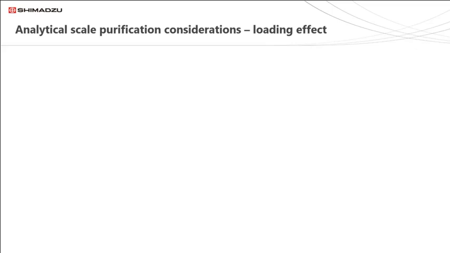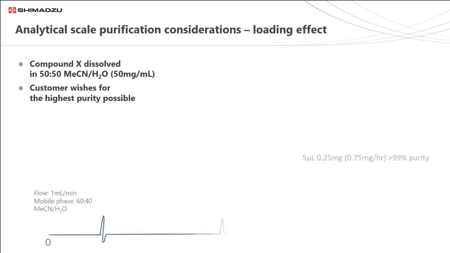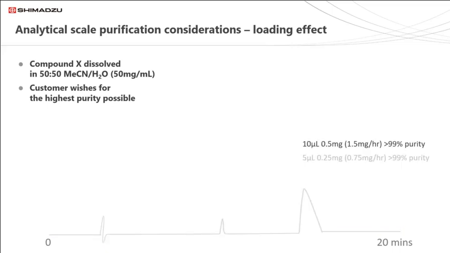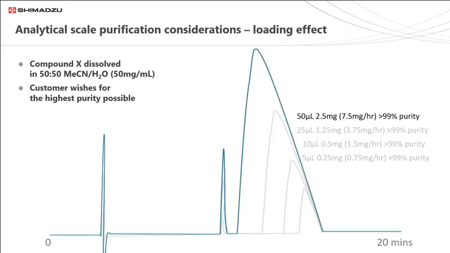Loading effect. Here we have an example of compound X for purification. It has been dissolved in 50-50 acetonitrile water and sufficient resolution has been gained with the first scout run. As we increase the injection volume, we see more overload as the peak broadens as expected. This happens until we reach a resolution limit with the impurity in front of the main peak still clearly resolved, maintaining our desired high purity.